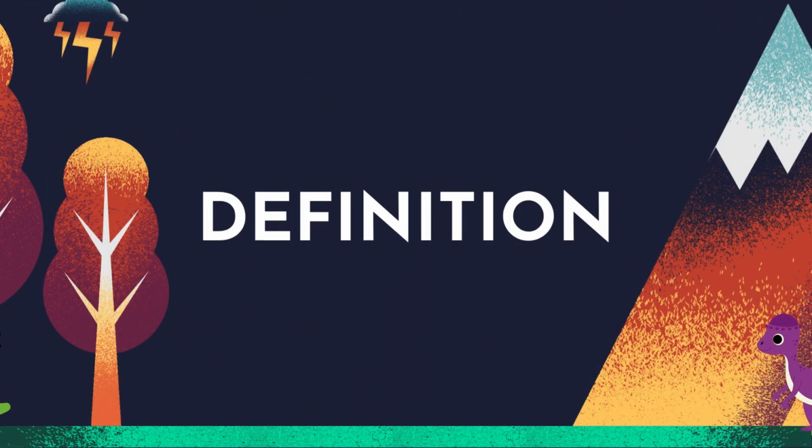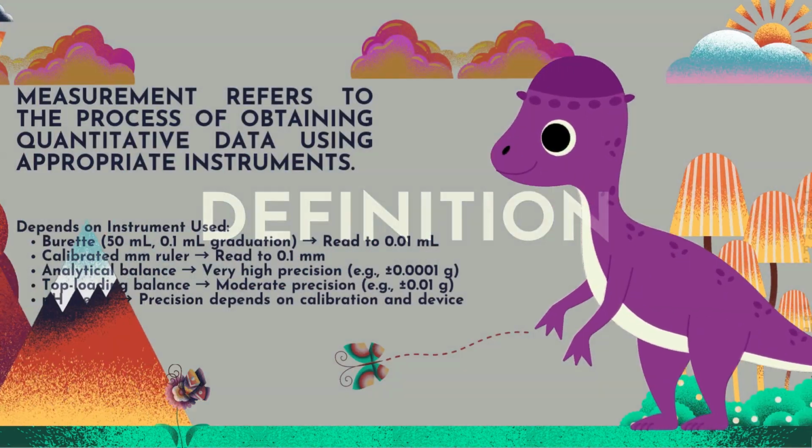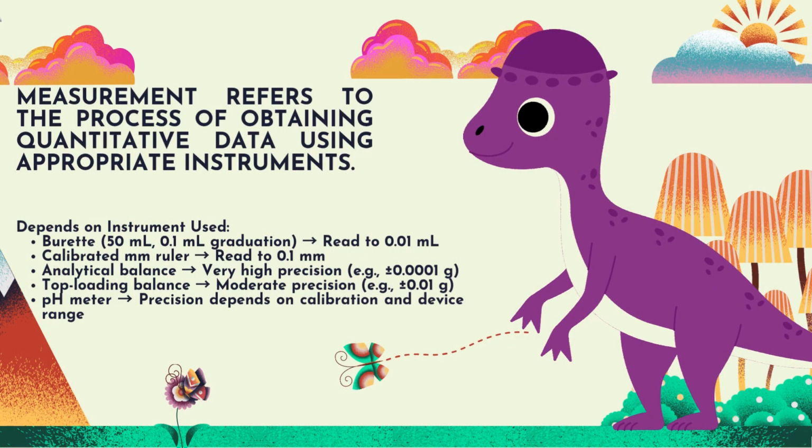Now let's start our lesson with the definition. In analytical chemistry, measurement is the act of capturing quantitative data with an instrument. The detail you record must match the instrument's resolution. For example, a 50 ml burette marked every 0.1 ml must be read to the nearest 0.01 ml, while a calibrated millimeter ruler is read to 0.1 mm.